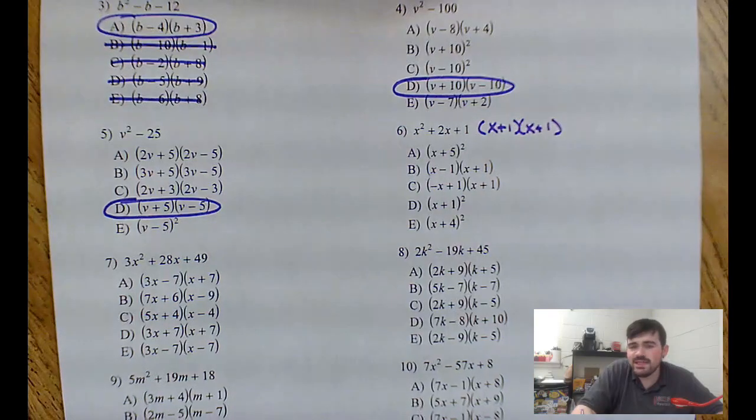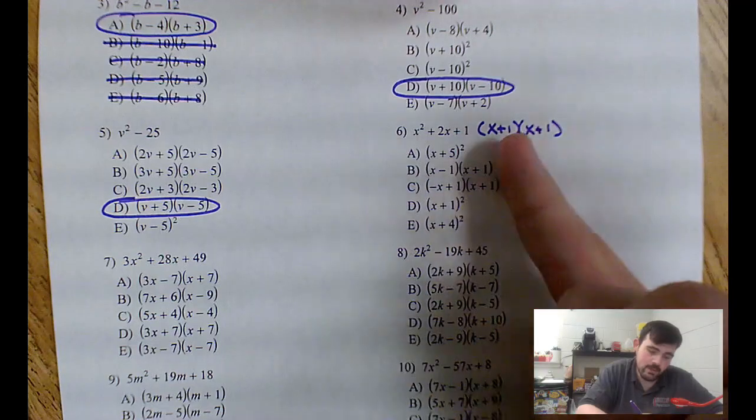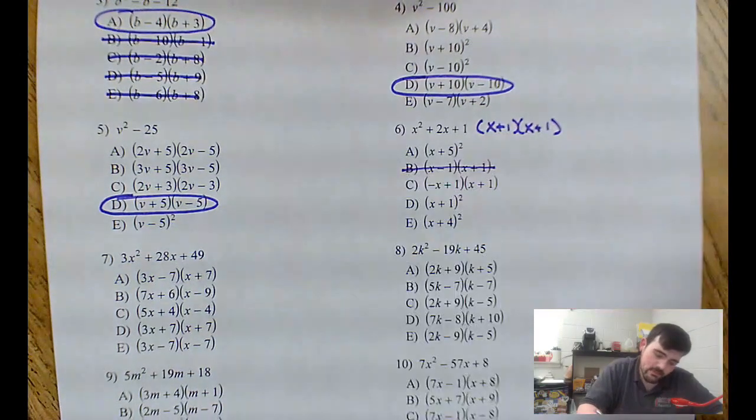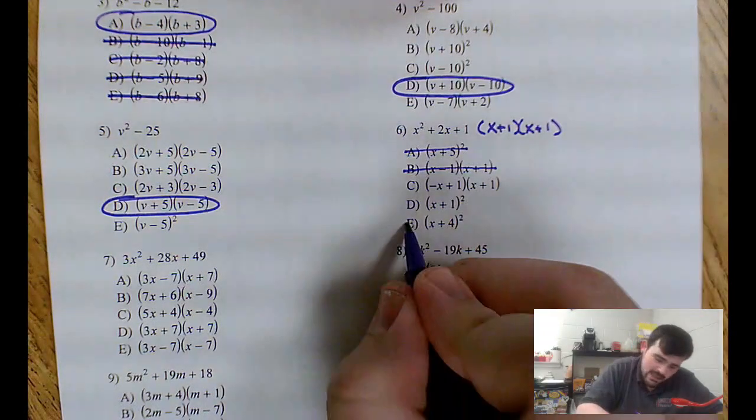So why do I not see that as an option? Now I see x minus 1 and x plus 1, but I need two plus signs. And yeah, it's not A because there's no 5 involved, and it's not E because there's no 4 involved.